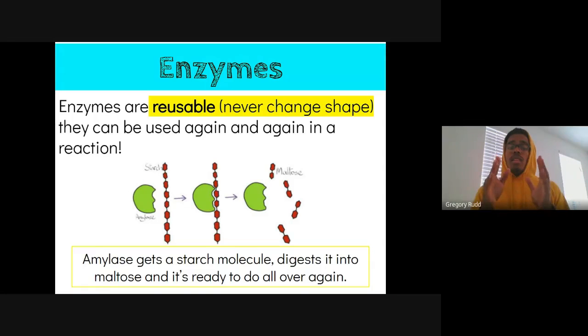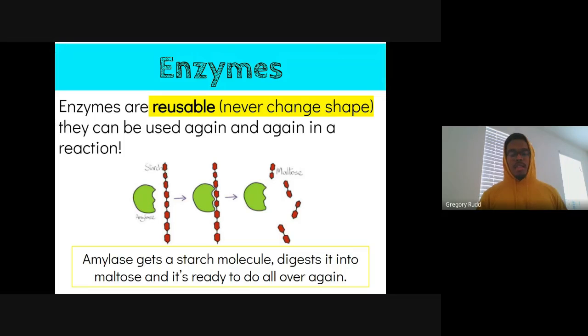So as long as you do not change the shape of the enzyme, then it's still going to be usable. But the moment that that shape changes, and we're going to talk about this in a few slides, the moment that the shape changes, the enzyme is probably no longer usable.